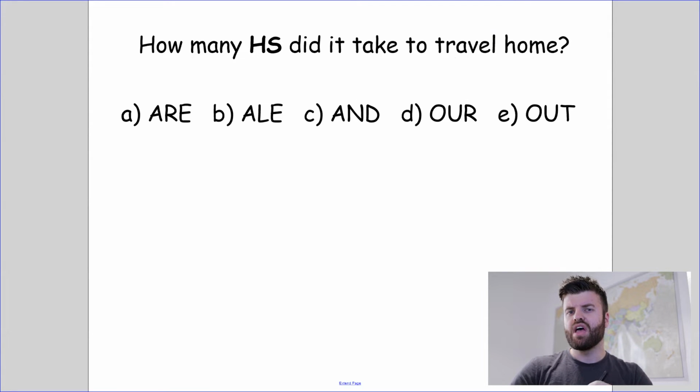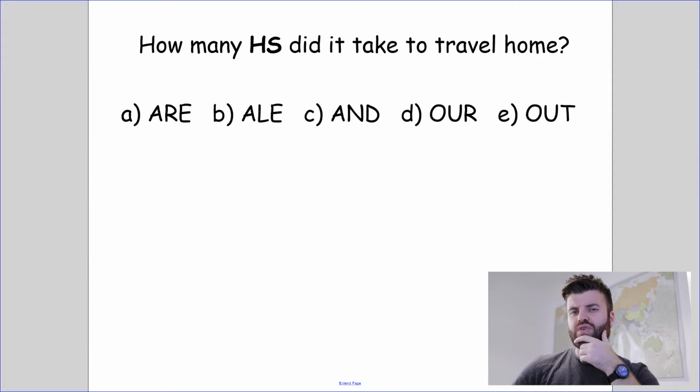Well, in this question, we are missing a 3-letter word. A 3-letter word has been taken out of HS and put down below as the options, and we have 5 to choose from. Now, which of those 5 options can we put back into HS and it makes a word that fits the sentence? So how many HS?